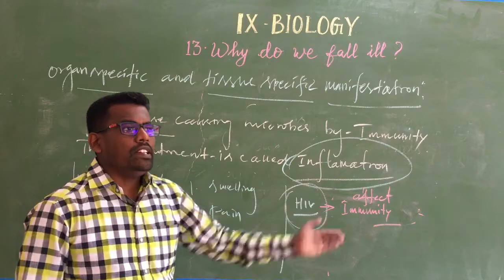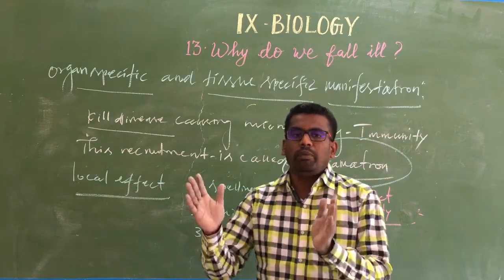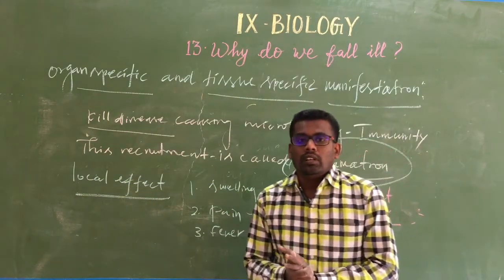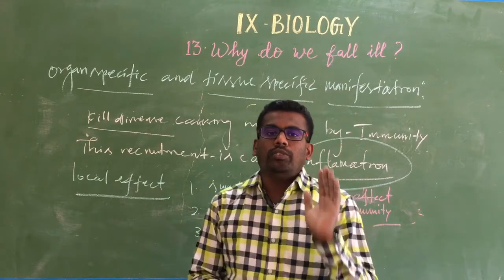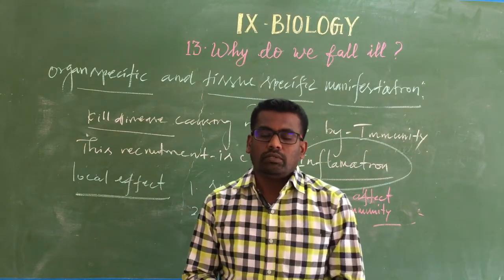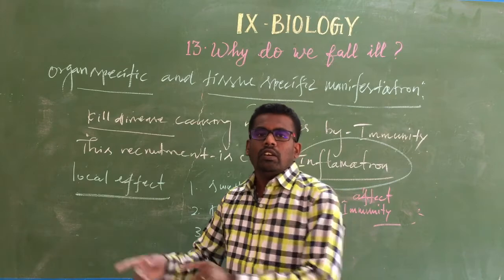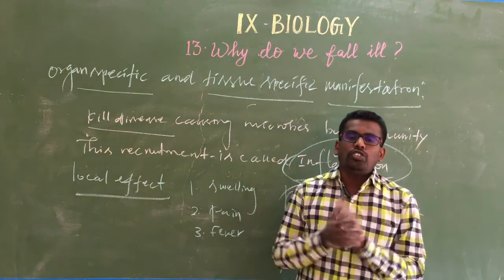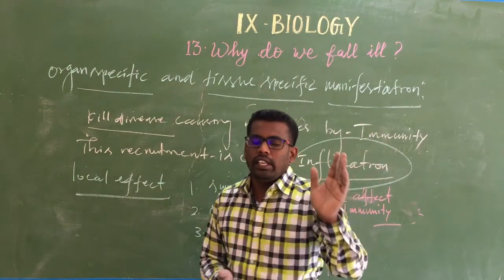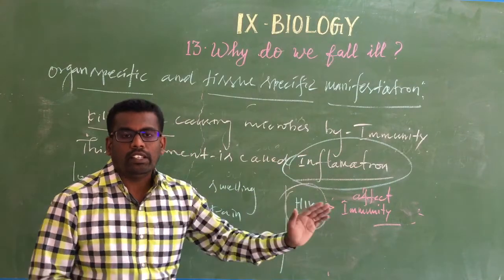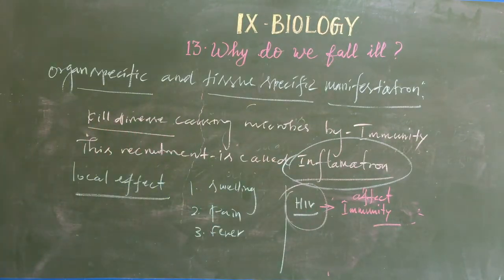And Japanese encephalitis is a type of brain fever. That is also transmitted through the mosquito bite. But in this disease, the microorganism reaches the brain and affects the brain. Okay, so these are organ specific and tissue specific.